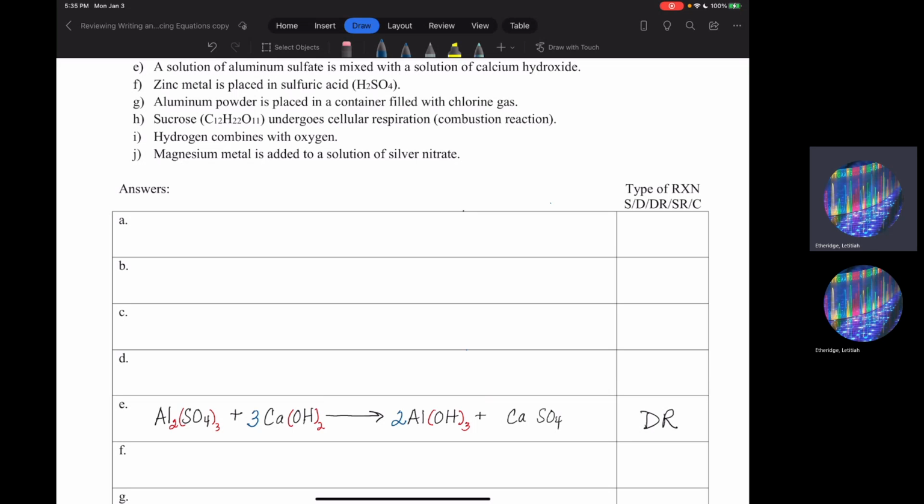My only problem child right now is calcium. So I have 3 calcium on here. I only have 1 over here. I'm going to need a 3 here. And I think that might solve all of our problems. I have 2 aluminum, 2 aluminum. I have 6 hydroxide, 6 hydroxide. I have 3 calcium, and I have 3 sulfates and 3 sulfates. That is your balanced equation for a reaction between aluminum sulfate and calcium hydroxide. Hopefully that was helpful.